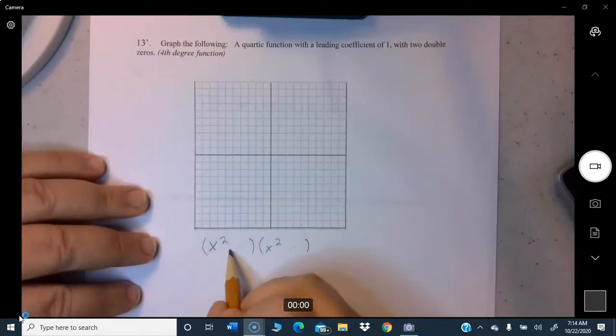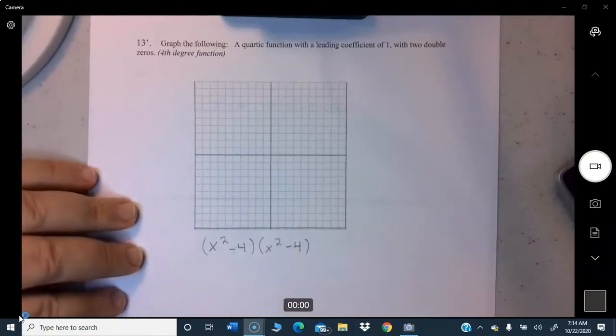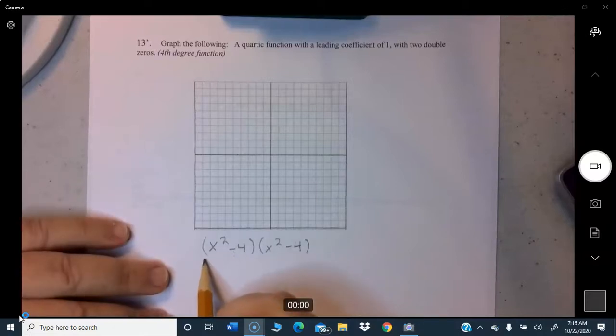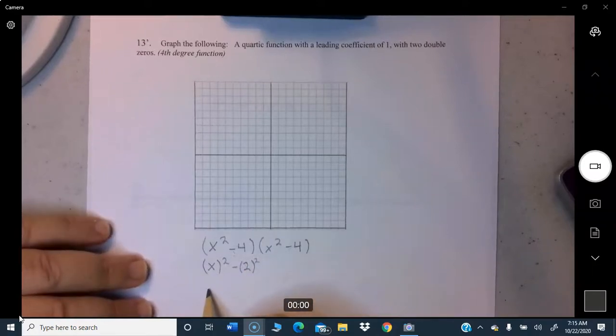So one thing I know will factor is this: difference of squares. So we wrote the formula a few questions back. A squared minus b squared equals a plus b times a minus b. So let's just do it for this one. Something squared gives us x squared. Something squared gives us 4. So that's going to be x, and that's going to be 2. Okay, so this one factor, just this one right here, is x plus 2 times x minus 2.